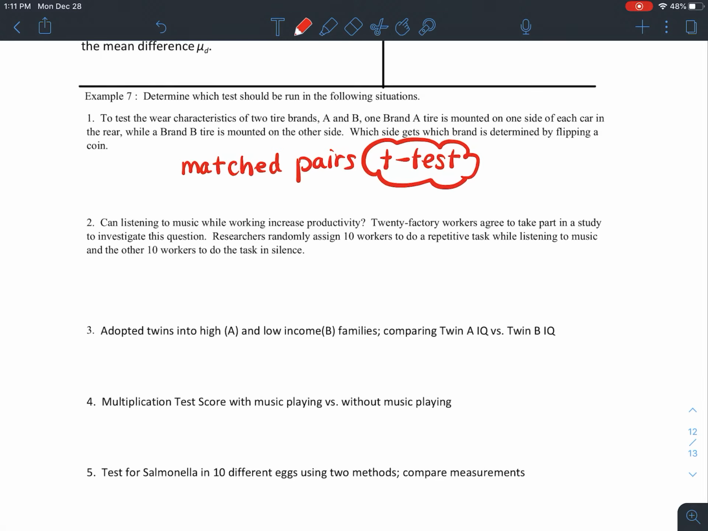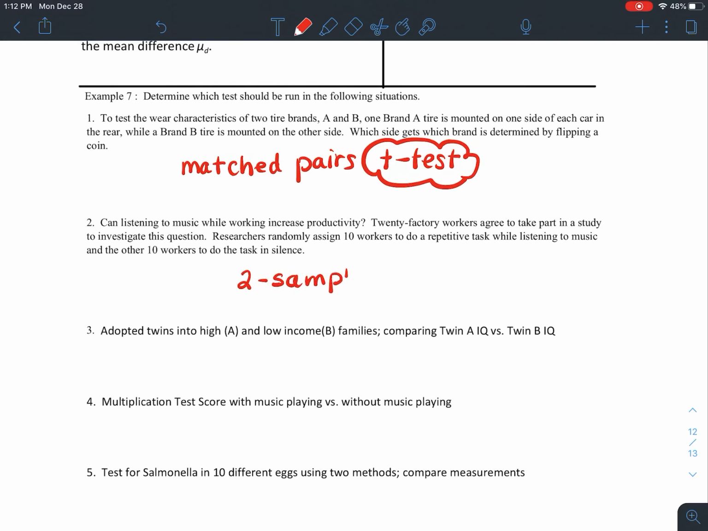The other 10 workers do the task in silence. So here we have two separate groups. The same individual is not undergoing both of the treatments. It doesn't feel like these workers were paired up in any way, so that two workers who are similar, one listening to music while doing the repetitive task and the other one doing the task in silence. Not getting any sense that there's any pairing of any sorts.